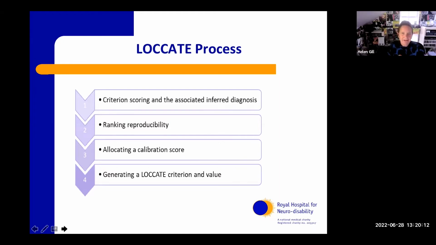Yes, so that leads us into the LOCCATE process, which has basically got 4 stages. The first stage is the criterion scoring and the associated inferred diagnosis. And we call it inferred diagnosis because we're talking about a diagnosis based on the LOCCATE and obviously the assessment tools. And obviously any diagnosis requires confirmation by the lead expert consultant, who takes into account all of the information that they've gathered. The next slide, please, Karen.